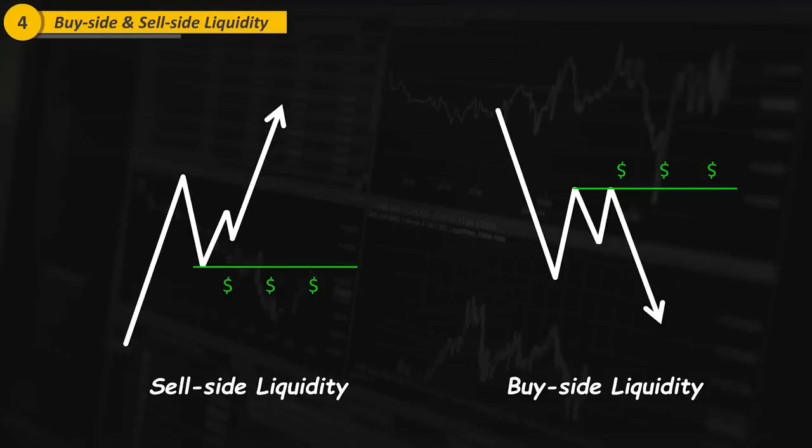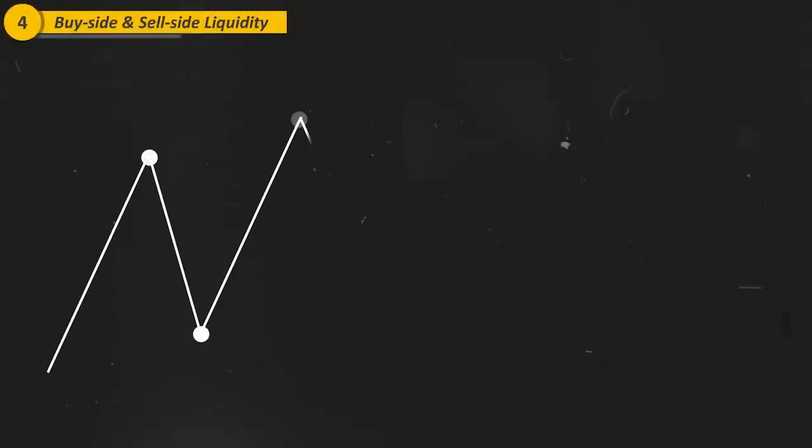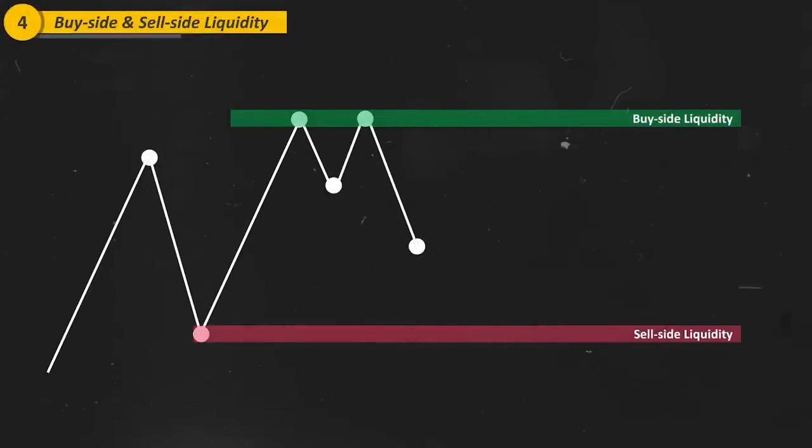Now, what happens around these levels? Institutional traders or smart money often target these liquidity zones. For example, if smart money wants to buy an asset, it needs a lot of sellers in the market to fill their large buy orders. So, where are the sellers in the market?